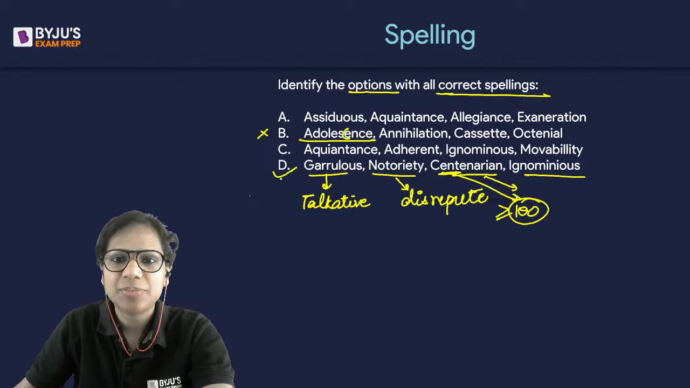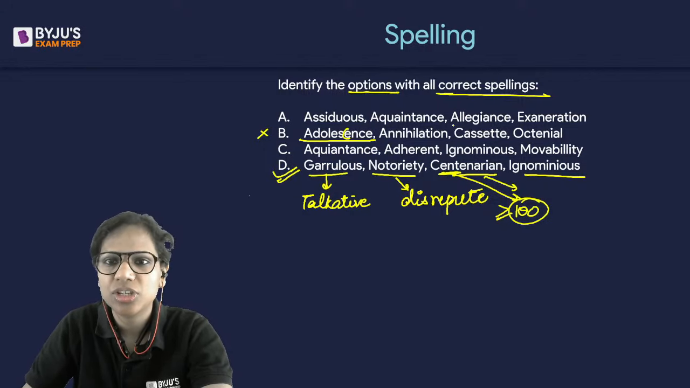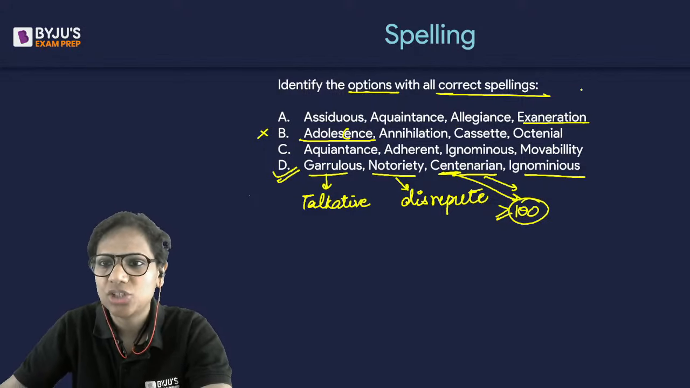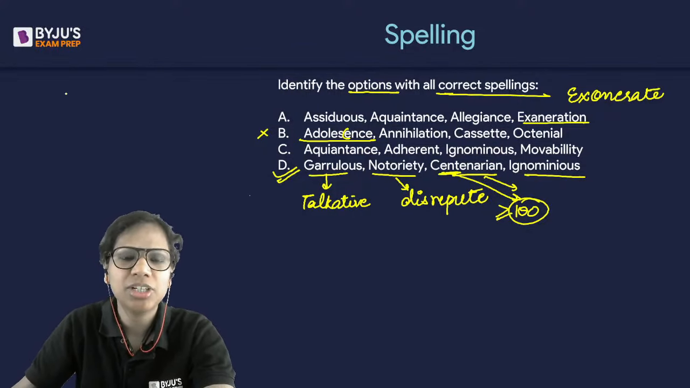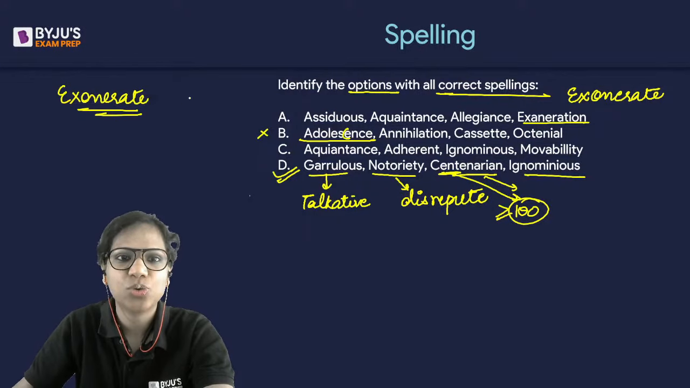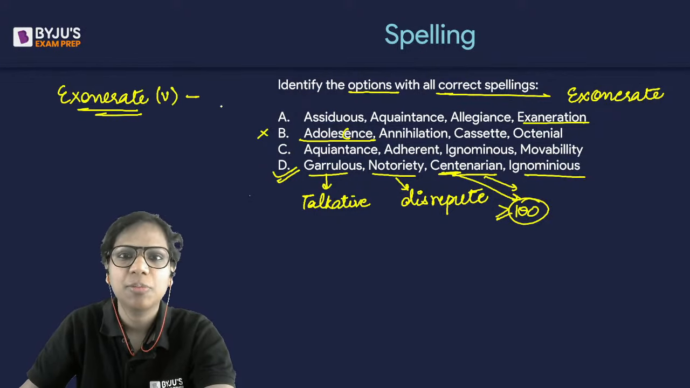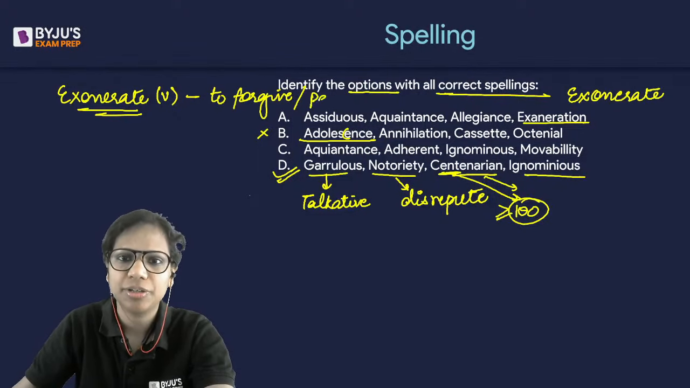All right. So D, Delhi is absolutely fine. Others have errors. So for instance, here exoneration. This should be exoneration. What does it mean to exonerate someone? To exonerate someone is to pardon them, to forgive them, to forgive or pardon.